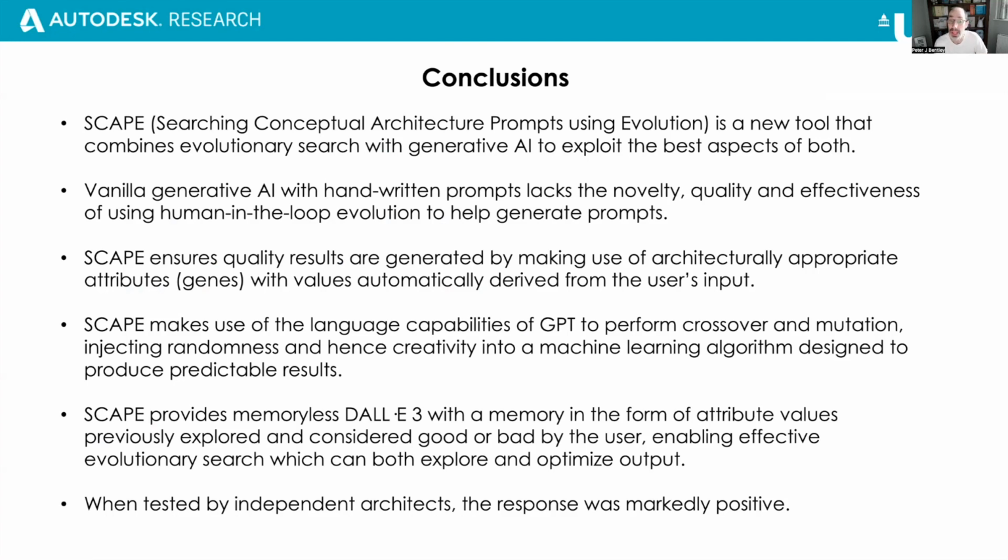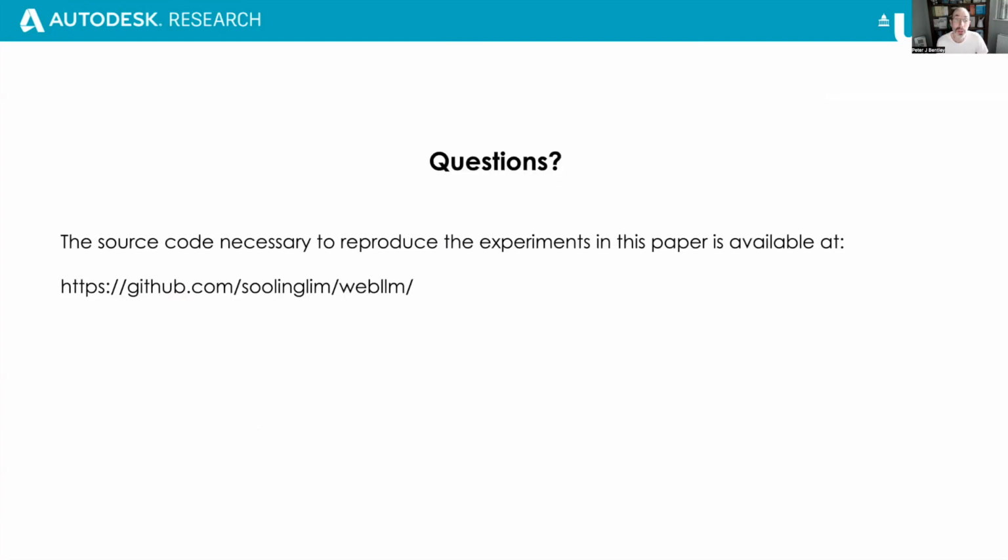It makes good use of the language capabilities of GPT to perform crossover and mutation. It carefully injects randomness and giving DALL-E 3, which doesn't have a memory, giving it a memory so that it can actually innovate and be novel, not repeat itself. When tested by independent architects, we've got a very good response. So you can look at this, you can look at the code, and you can try it for yourself.